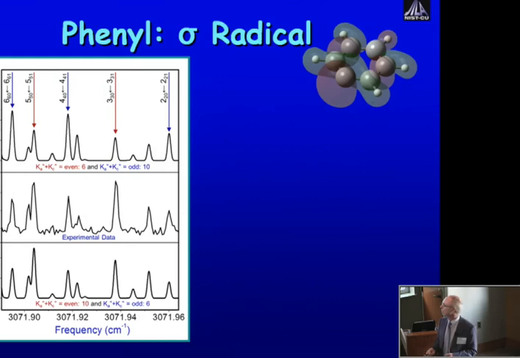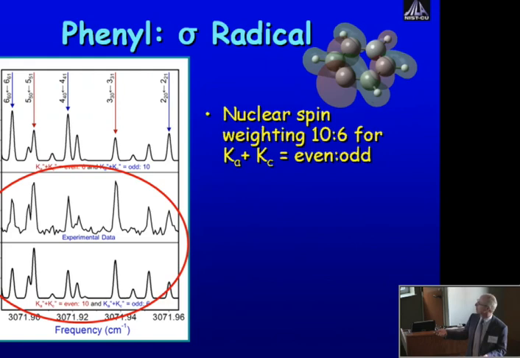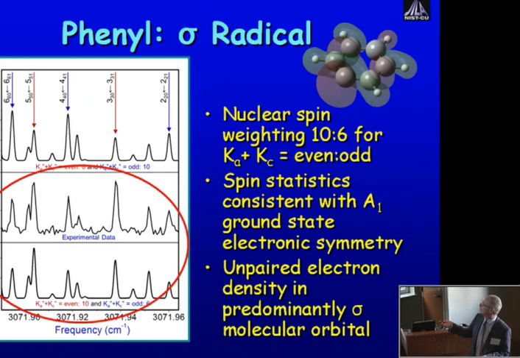Okay, so this is a teaching moment, if you will. One of the nice things about the infrared is that it allows you to really get reliable intensities. That's the actual experimental data. And so one of the things that this allows you to do is look at nuclear spin statistics. These are two predictions based on either Ka plus Kc being even or odd, with a 10 to 6 or a 6 to 10 nuclear spin weighting. And perhaps no surprise, the nuclear spin statistics really confirm the electronic symmetry of the ground state. That's a nice thing to have. It also confirms that the radical density is basically due to a sigma orbital in the phenyl. So it's a predominantly sigma molecular orbital. Okay, confirmation by nuclear spin statistics.